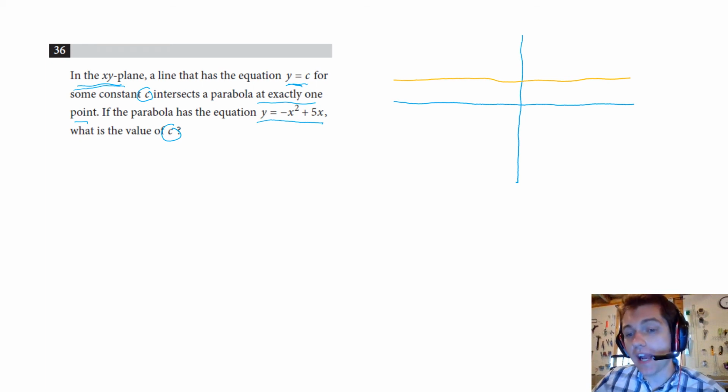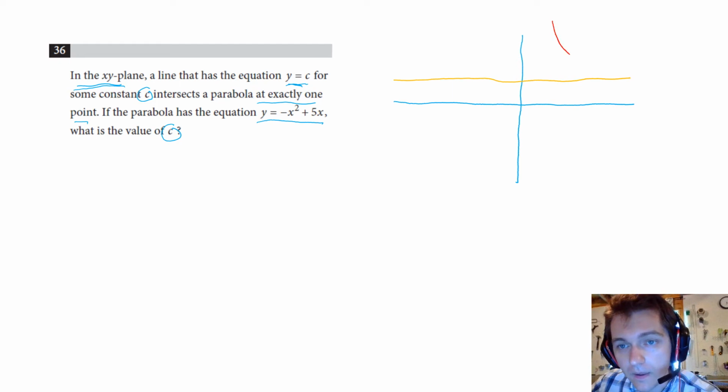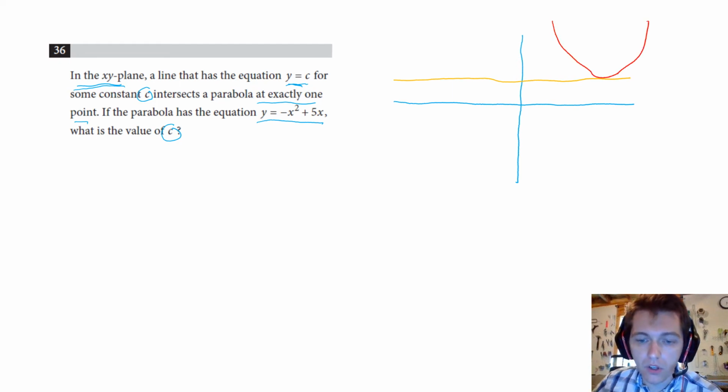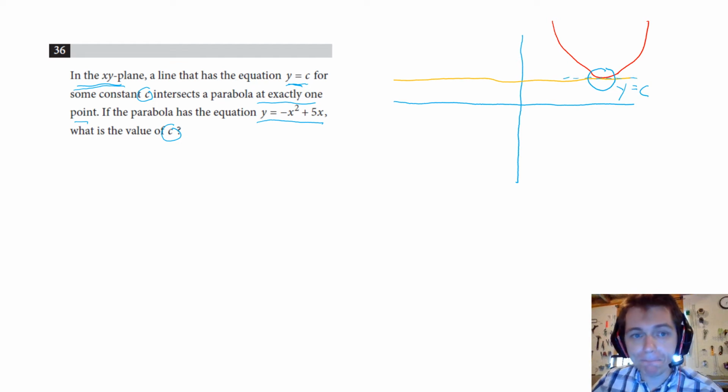That means the intersection has to happen at the vertex of the parabola. If it happened anywhere else, it'd be going through both legs of the parabola. It would have two solutions. So what does that look like? It comes down, it touches at exactly one point, and goes back up. So your one solution here happens at y is equal to c, because this entire line is at c.